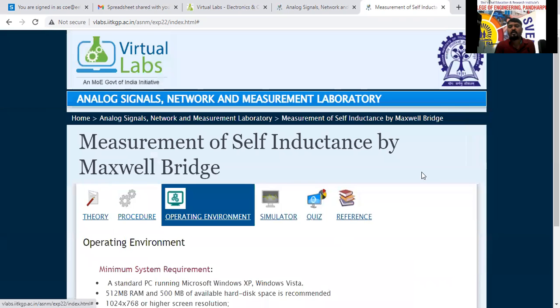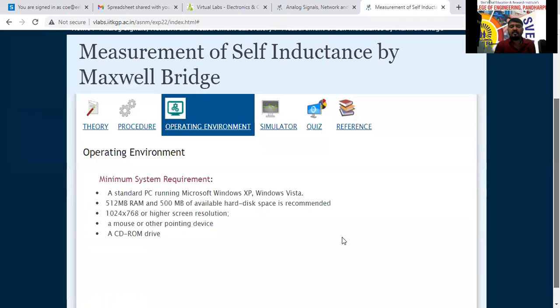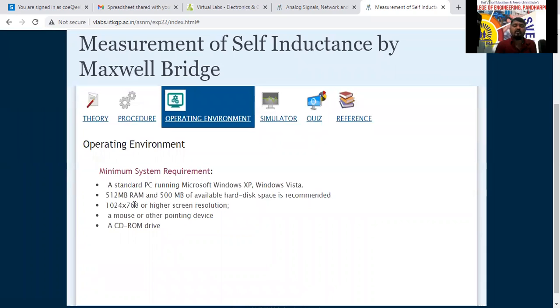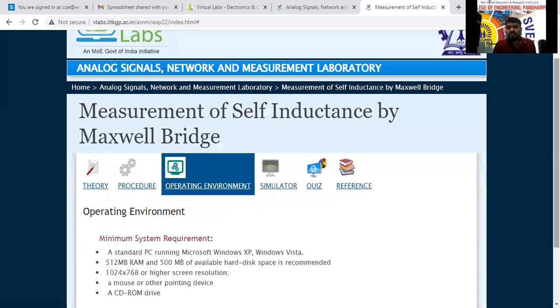So what is the operating environment? What is the requirement? A PC is required. We should have a minimum of 512 MB RAM, a high screen resolution of 1024 by 768, a mouse or other pointing device, and a CD-ROM drive. That is the minimum requirement to operate this virtual lab. So shall we go for the simulator now?